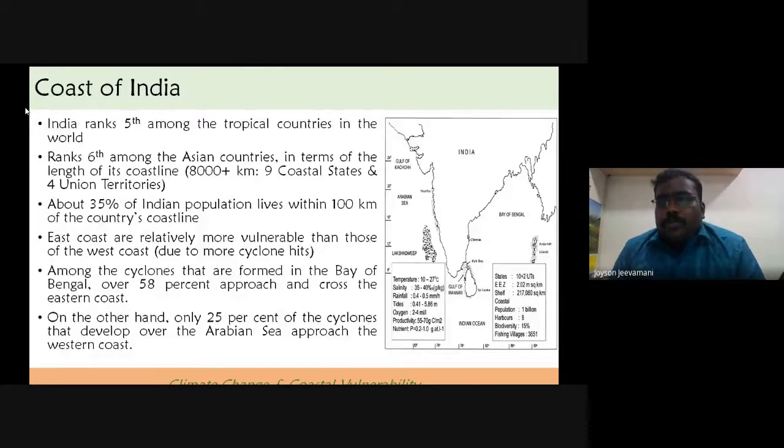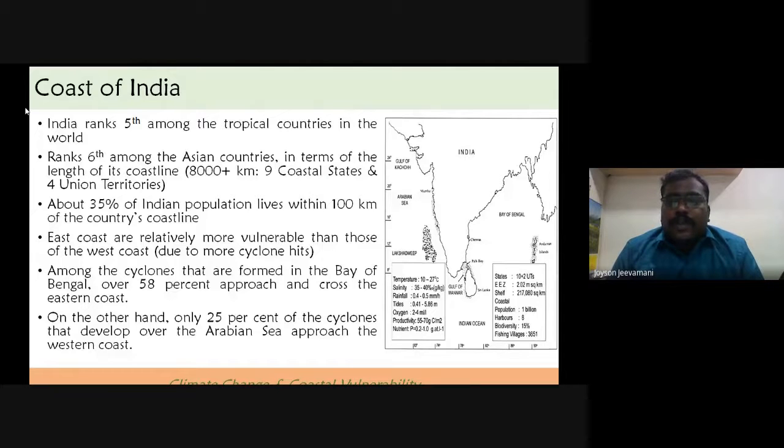When we talk about the coastline of India, India ranks fifth among the tropical countries in the world. It has about an 8,100 kilometer coastal stretch along the mainland and the island territories. We have 9 coastal states and 4 coastal union territories, altogether coming under the 8,100 kilometer coastline. About 35% of the Indian population lives within the 100-kilometer stretch of our country's coastline. We have two coasts, East Coast and West Coast.